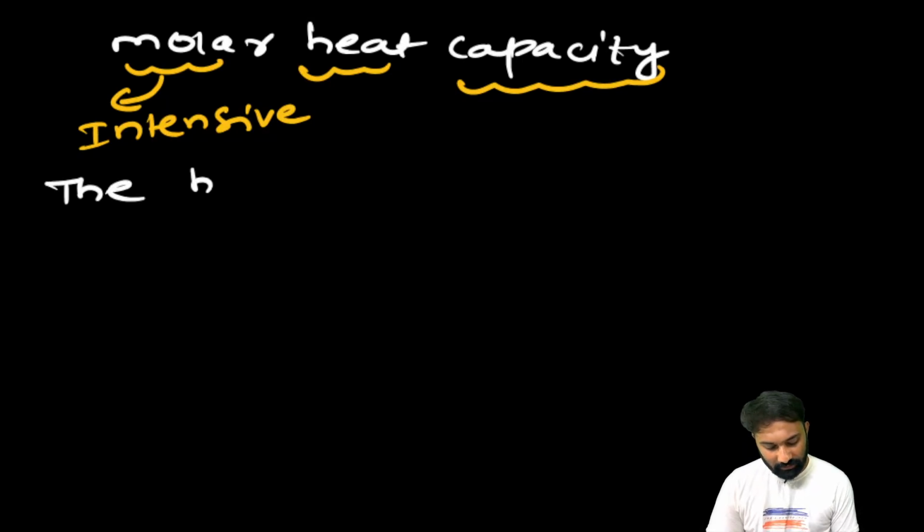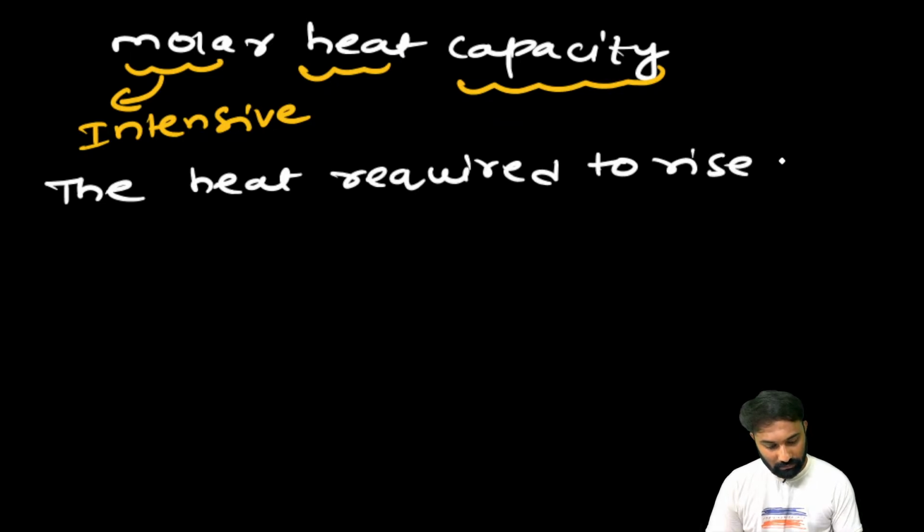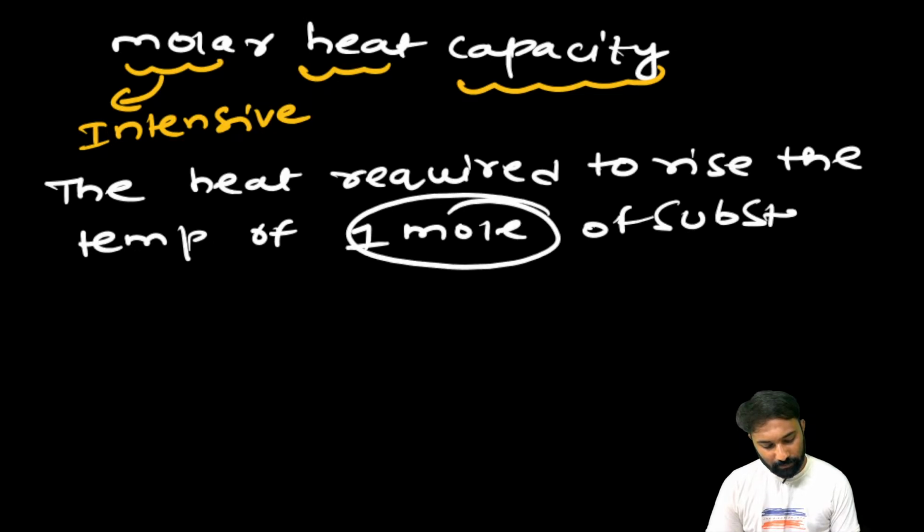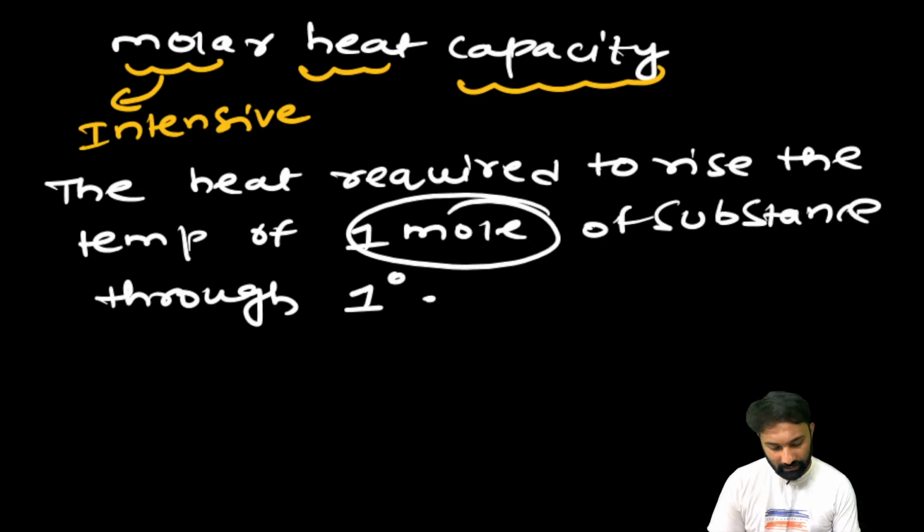The heat required to raise the temperature of 1 mole of substance. 1 mole is fixed, right? 1 mole of substance through 1 degree. Through 1 degree is known as a molar heat capacity.